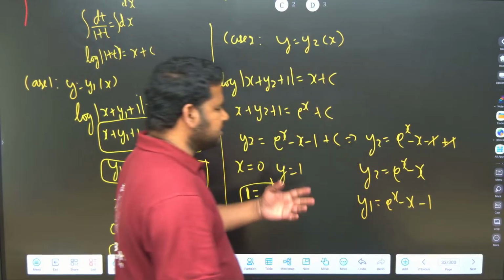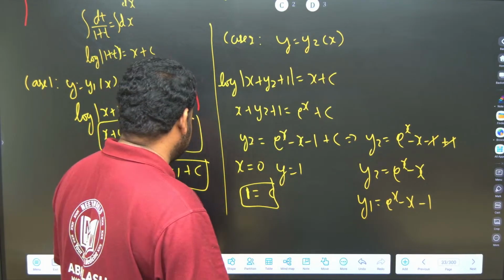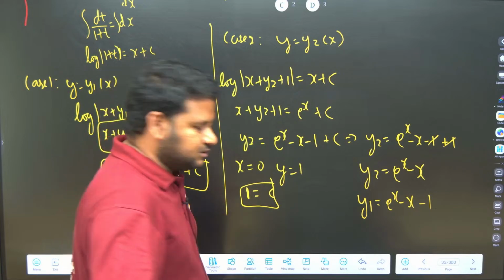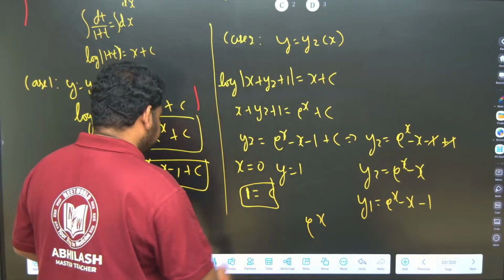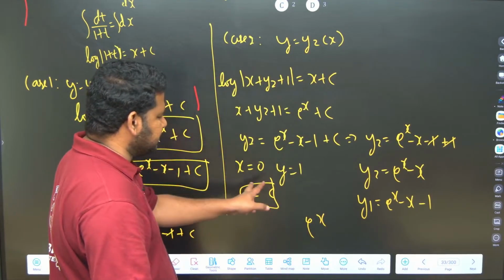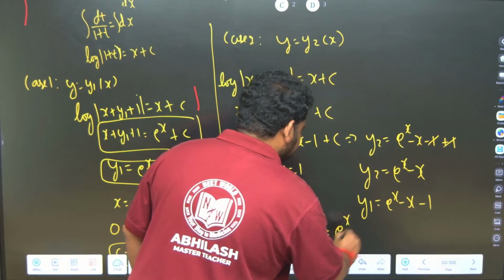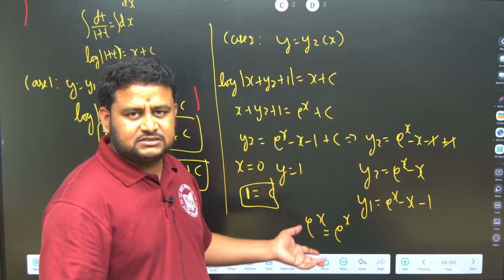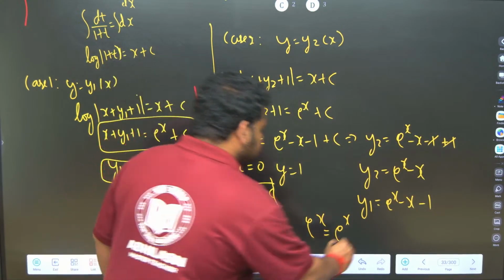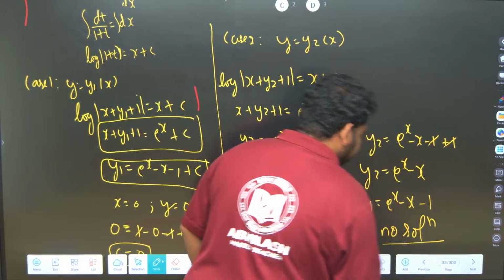On comparing this, focus here carefully, what I will get is e power x equal to e power x, and c will be equal to 1. So e power x I cannot cancel, that means there are no solutions. You can solve it many ways, but we are getting no solution.